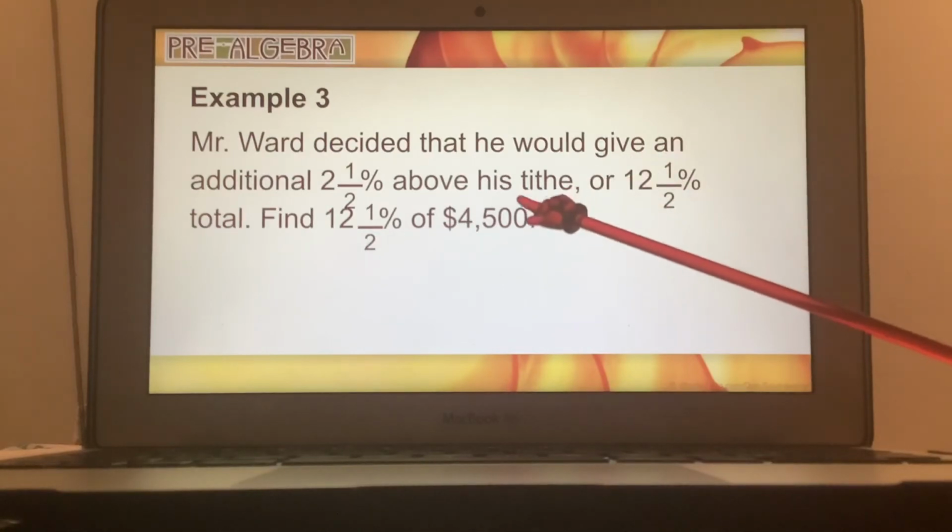Tithe. What is a tithe? The Bible commands us that we should tithe to God, right? What does that mean? Tithe means that we give 10% of what we earn back to God, because God is the one who has given us our provisions, our earning, our wages.